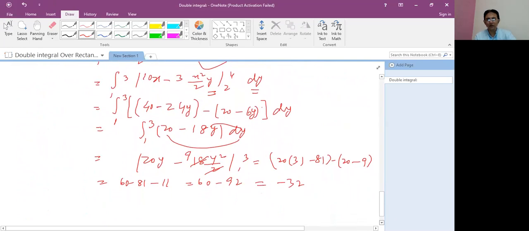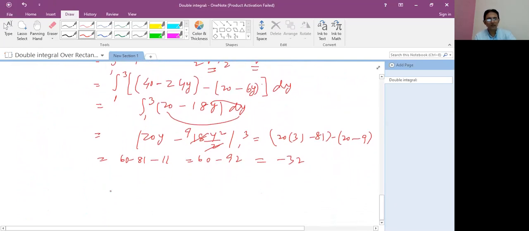For example, student, if we consider a similar function, 10 minus 3xy, that is f of xy, but this time we integrate with respect to y first, then x. The limit of y is 1 to 3, and the limit of x is 2 to 4.